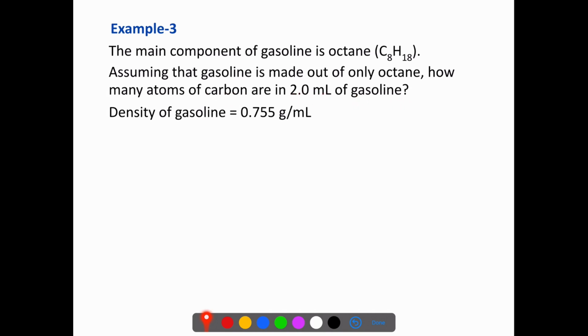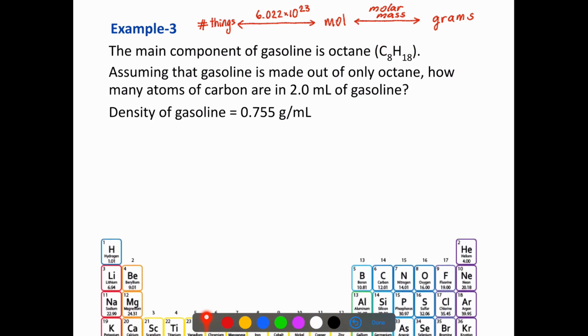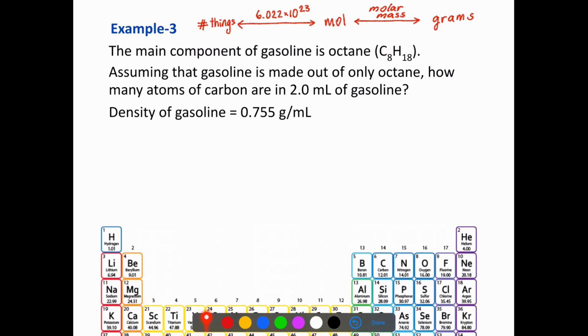Okay, so you're looking for the count of atoms. So let's get our chart. You're looking for number of carbon atoms. You have to convert the substance. Remember, you're given the amount of gasoline. Now we are looking for carbon, okay? So you have to use the molar relationship between gasoline and carbon. That's 1 to 8. So how do we do this?